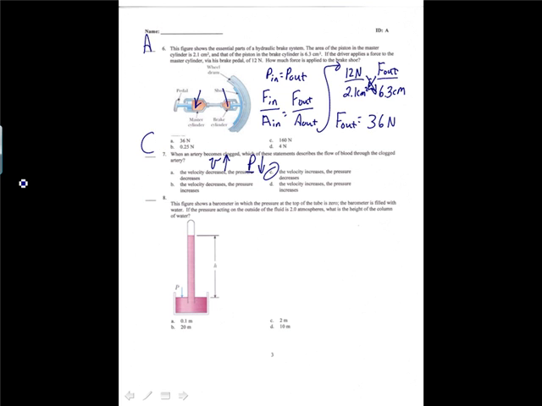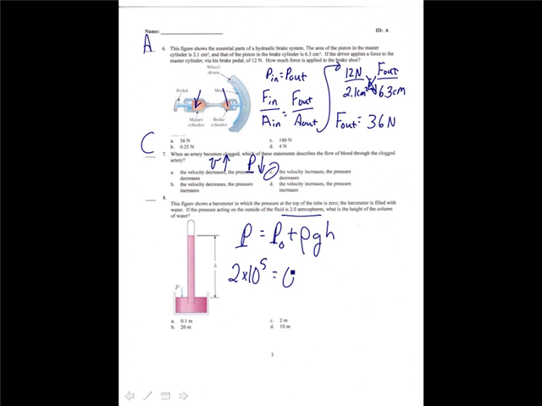Options for number 7. This figure shows a barometer, in which the pressure at the top of the tube is 0. It's filled with water. The pressure outside is 2 atmospheres. We know that P is equal to P0 plus rho g h. That is 2 times 10 to the 5th. That's 2 atmospheres.